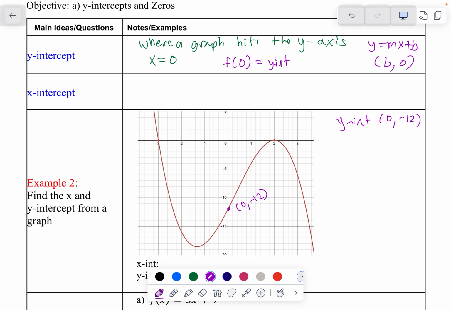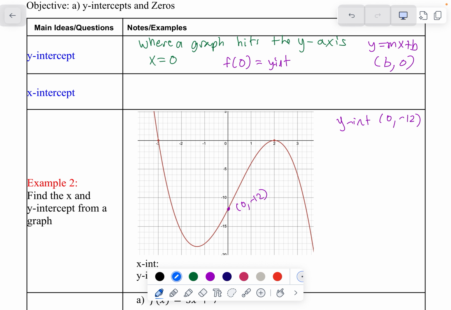Okay. So y-intercepts are where we hit the y-axis. It's where x has a value of 0. For a function, you just get to plug in 0, and you can find that value. So it's probably mathematically one of the easiest things to find. Okay, so that's a y-intercept.